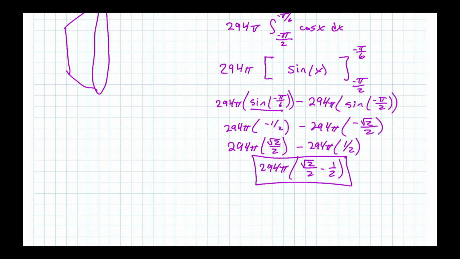Just typing this in to verify that this is correct, but I mean, it should be. What do we got? Square root 2 over 2 minus 1 over 2. Close the parentheses. Submit. It's wrong.